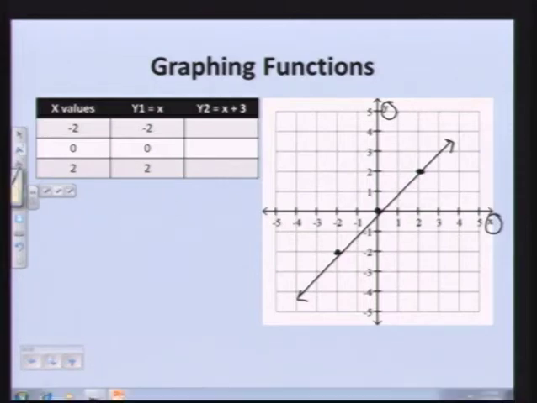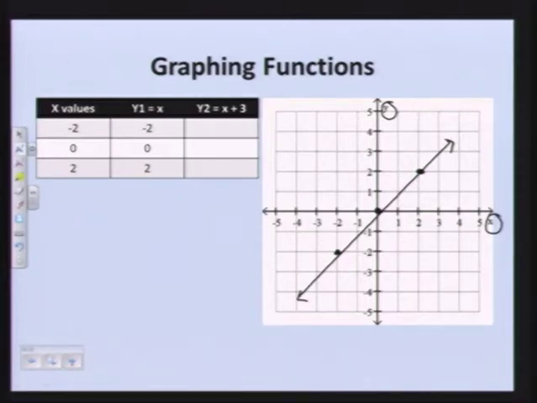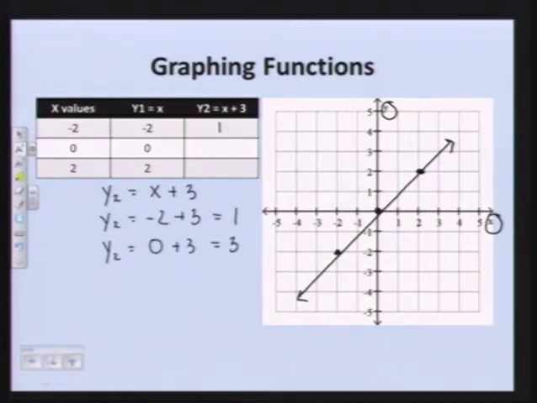It's similar, just a little different. So y2 is x plus 3. The difference I have here is every x value that's going in, I'm now adding 3 to that. -2 plus 3 is going to be +1. So that's going to go there. 0 plus 3 is +3. That's my second y. And then 2 plus 3 is a +5.